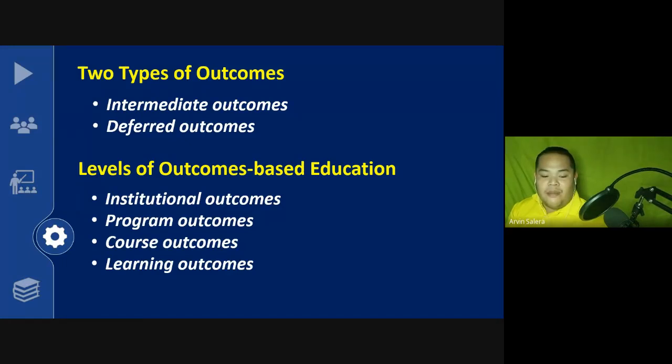Next is the program outcomes. So program outcomes, well, the institutional outcomes are the bigger statements of the entire institution. It is the entire institution's expectation from all their graduates, regardless of degree programs. The program outcomes are specific to the particular degree. So, the institutional outcomes are for the whole school, while the program outcomes are for your degree program.